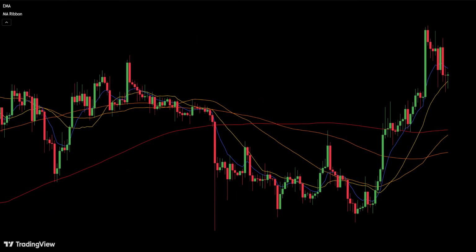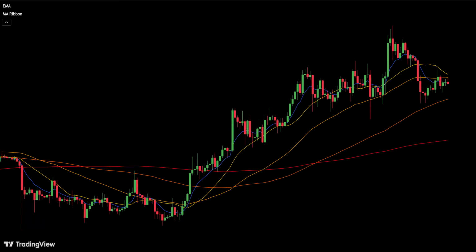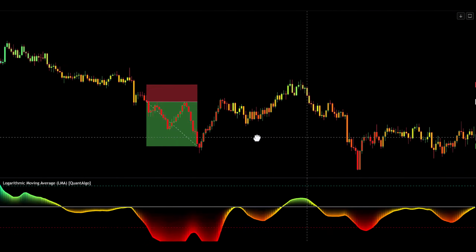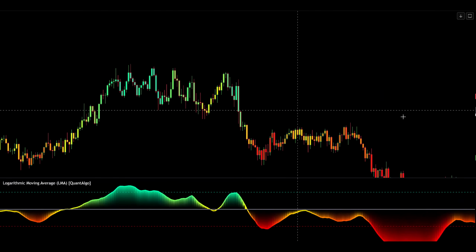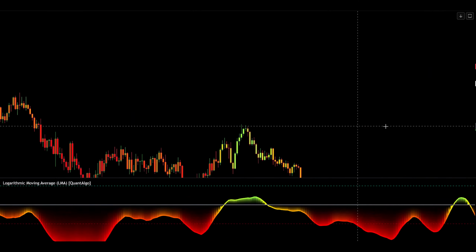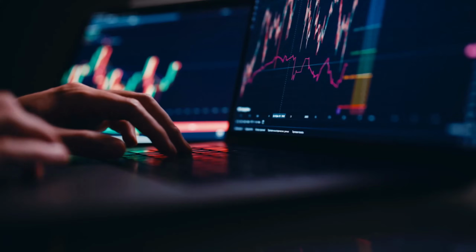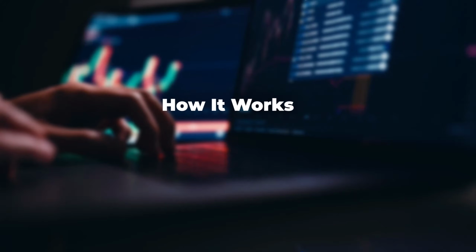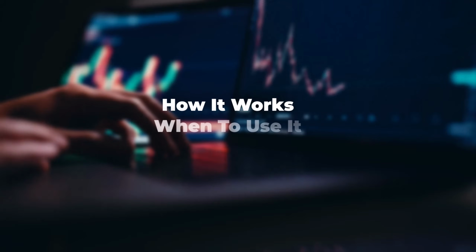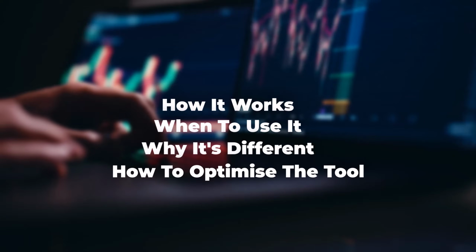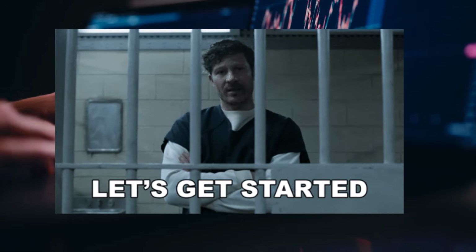Unlike those basic linear and exponential moving averages that everyone else uses, this one adapts to real market volatility and momentum, giving you a smoother, smarter way to follow price action in real time. Stick around, because by the end of this video, you'll not only understand how LMA works, you'll know exactly when to use it, why it's different, and how it can seriously upgrade your trading game. Let's get into it.